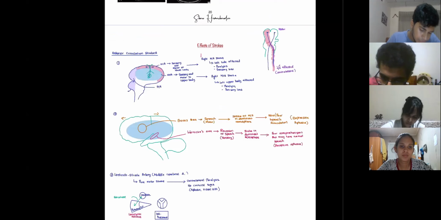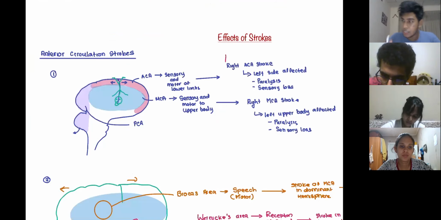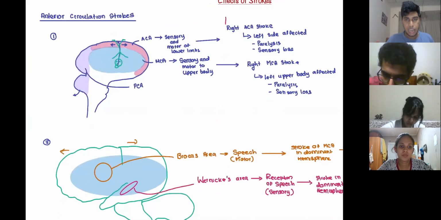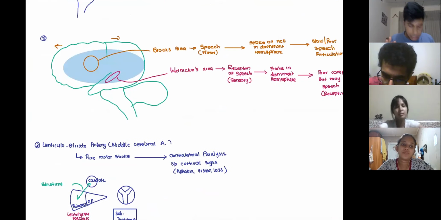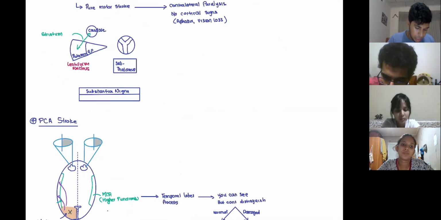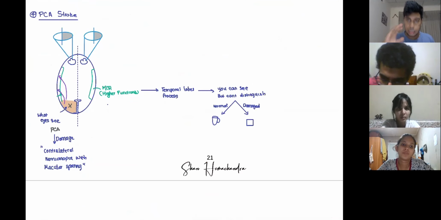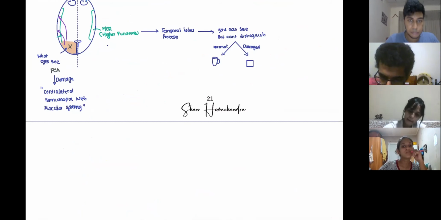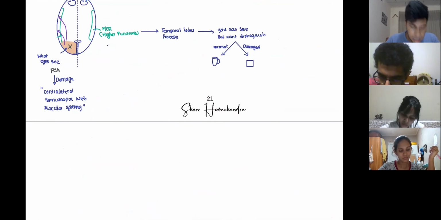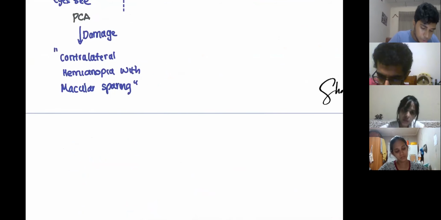Now, the anterior circulation affects sensation and motor of the lower limbs. Everything else that we discussed is affected by the middle cerebral artery, and vision is affected by the PCA and also the cerebellum. Okay, remember the cerebellum is affected, and for this I need you to add one more thing.